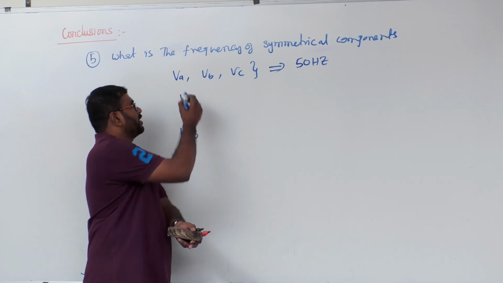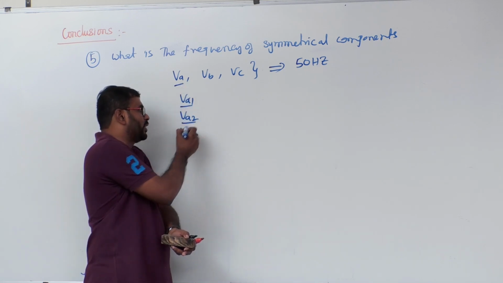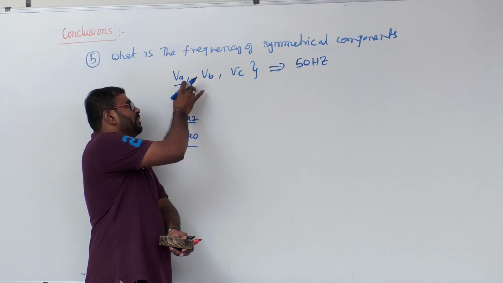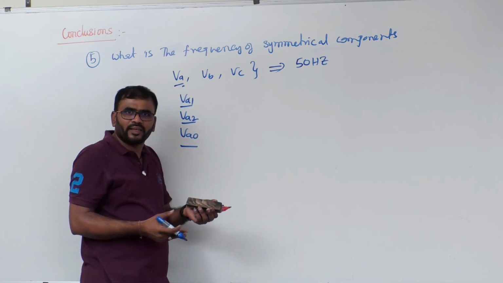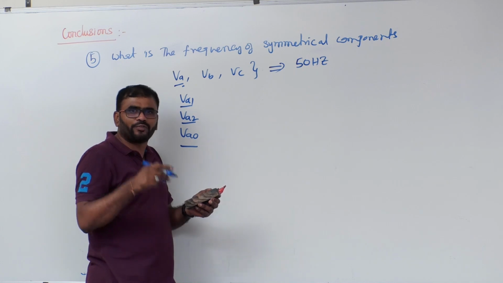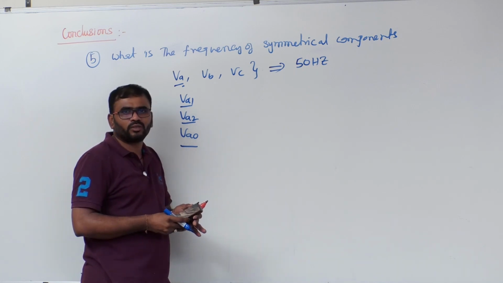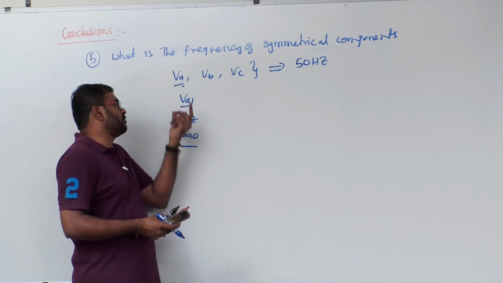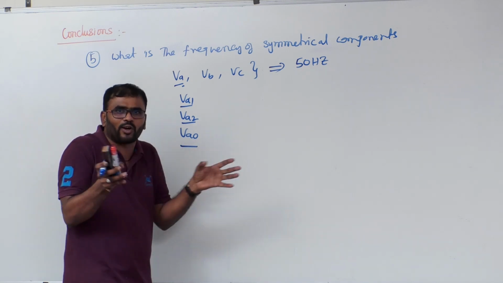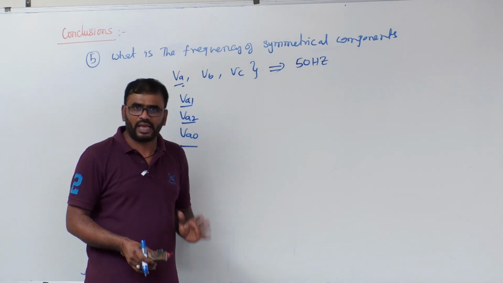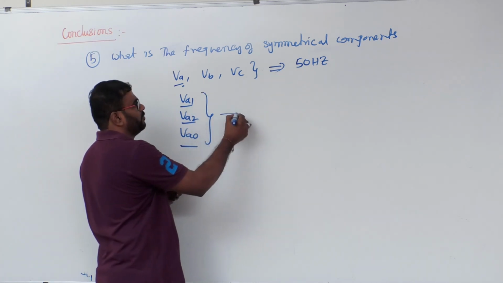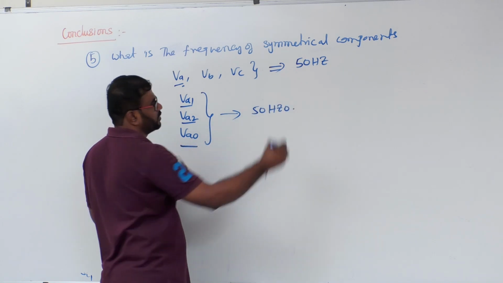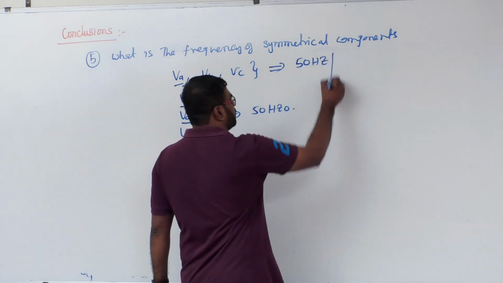Strictly speaking, sir, we have written VA in terms of what? VA1, VA2 and VA0. If the frequency of VA is 50, what have we done? Mathematically we have separated, physically you are not separating. Careful. Using symmetrical components, we have done the mathematical separation. Physical separation is not possible. That means we have written VA in terms of VA1, VA2, VA0. Physically we are not separated, mathematically we are separated. Careful about this. So that's why the frequency of positive, negative and zero sequence is 50 Hz.